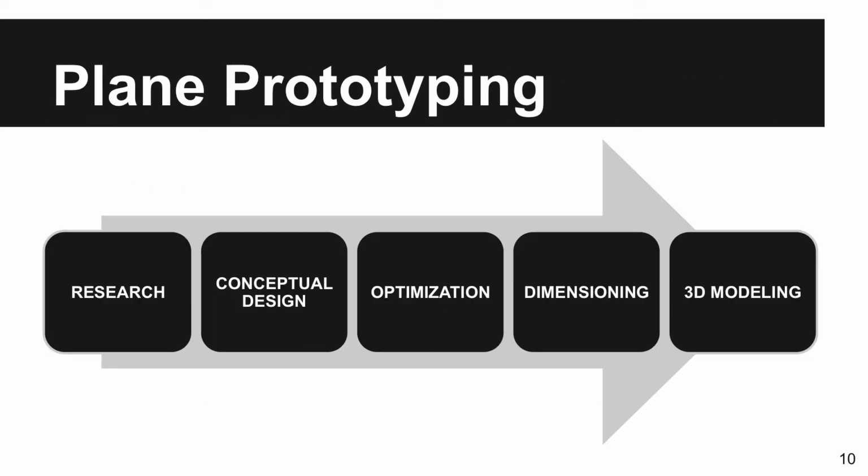Plane prototyping. This is the process that we actually went through to design our plane. We began by researching different model aircraft and industry designs to come up with our first conceptual model. After that, that conceptual model underwent a period of optimization, which resulted in our final design. We dimensioned the final design and then modeled it in a 3D CAD software called SolidWorks, so we'd have a blueprint to work off of for construction.